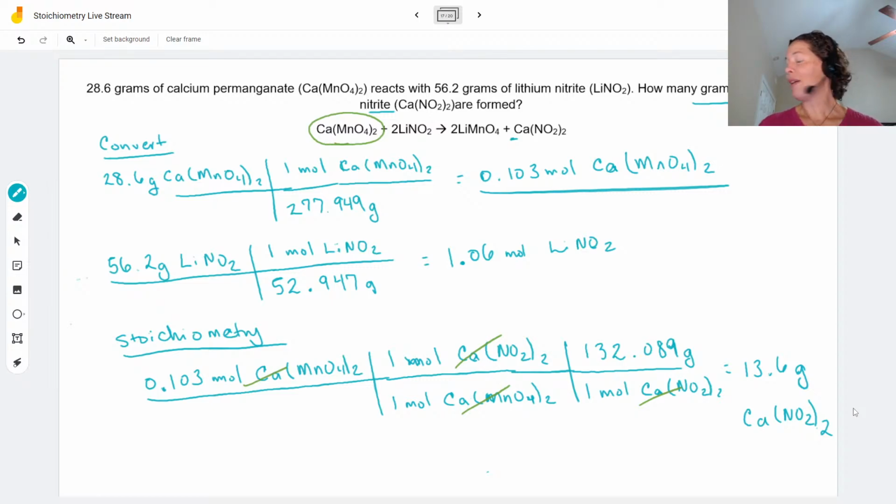Okay, any questions about this? All right, looks like there are no questions. Hopefully this helped just practice doing not only stoichiometry with gas laws, but also getting you thinking about your limiting reagent and how to approach these problems.